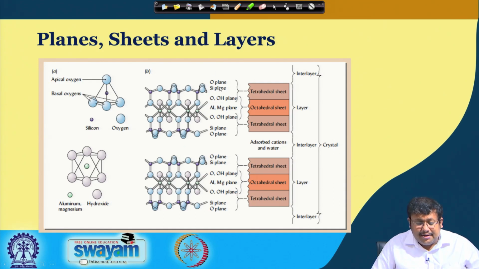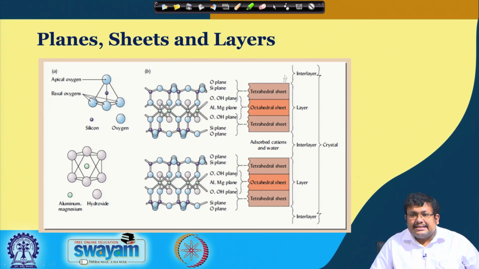So, obviously based on this structure they will get an O plane followed by a silicon plane, and then they will get an O, that means oxygen as well as hydroxyl plane, followed by aluminum and magnesium plane, then again oxygen hydroxyl plane, then again silica plane, and then followed by an oxygen plane. So, as you can see, this basically defines how this 2:1 structure is composed.